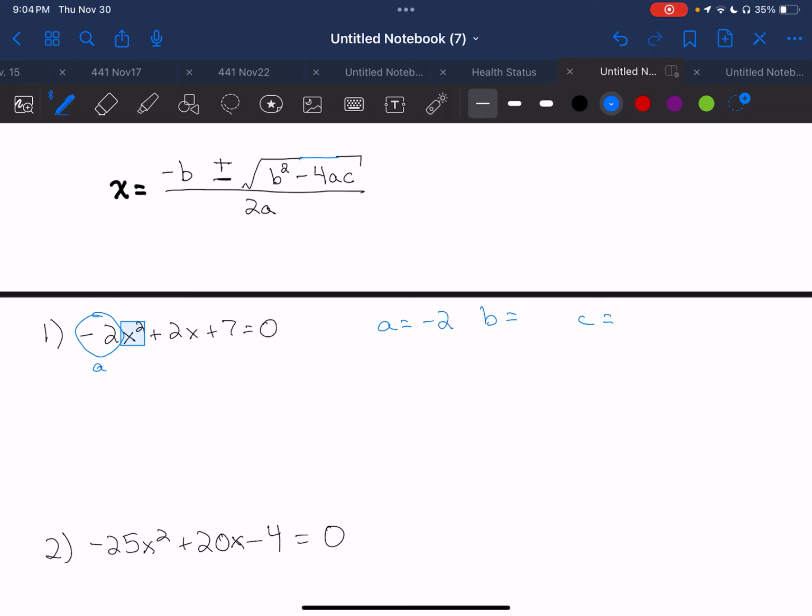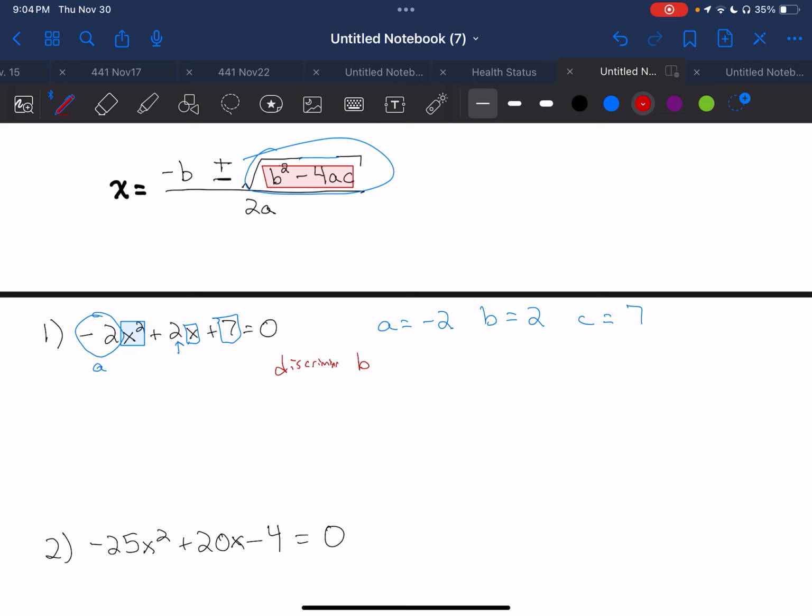There's no x's when you get a, b, or c. You use the x's to tell you which number to pull off. So a, b, and c are numbers. Then we look for the x term, and that gives us our b. And then we look for the constant, and that gives us our c. So next step, let's go ahead and calculate this part. The part underneath the radical is called the discriminant because it tells us how many solutions. So let's do the discriminant first.